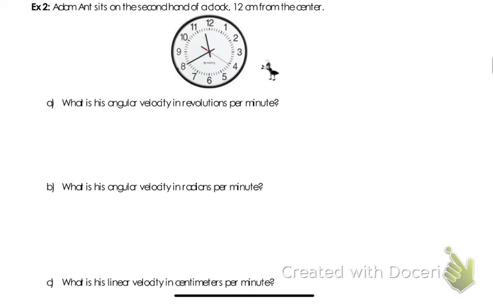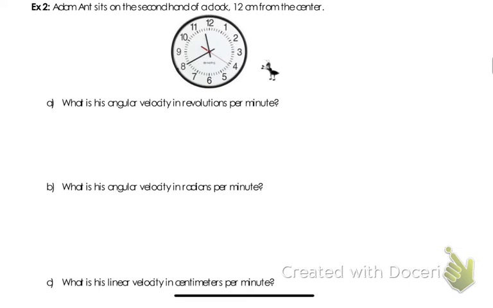Adam's on, not our clock, because our clock doesn't work. But say our clock worked. He's sitting on our second hand of the clock. He's 12 centimeters from the center. What is his angular velocity in revolutions per minute?